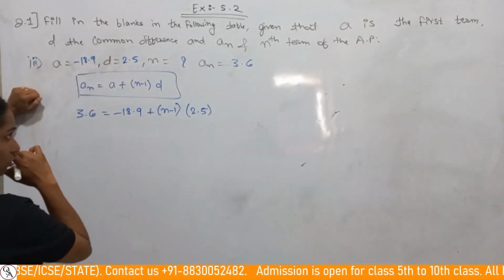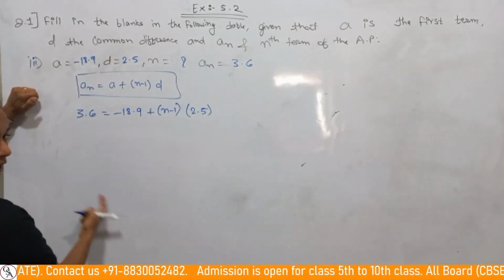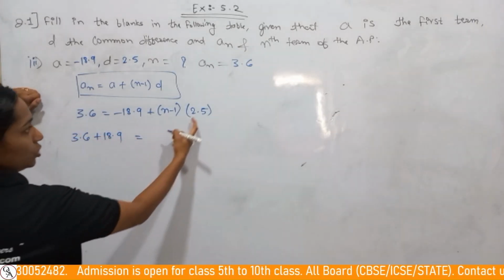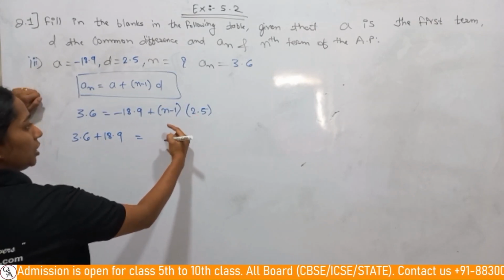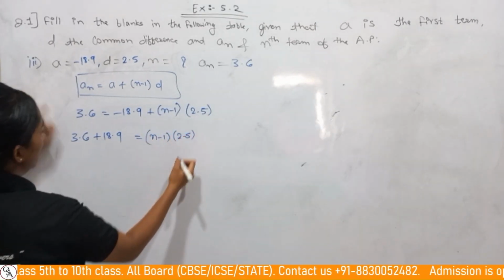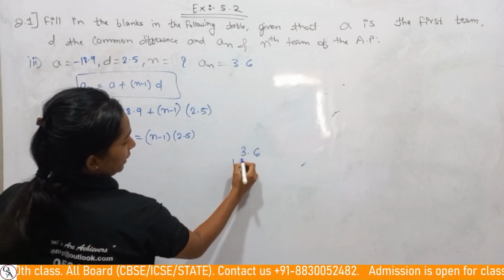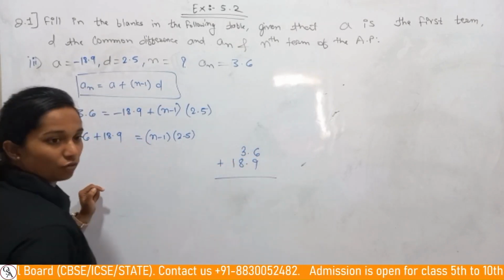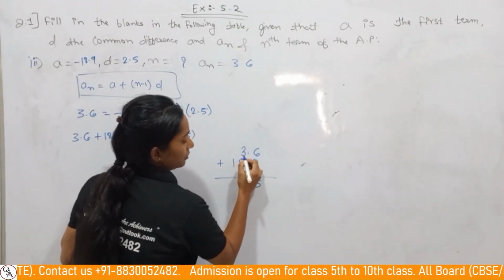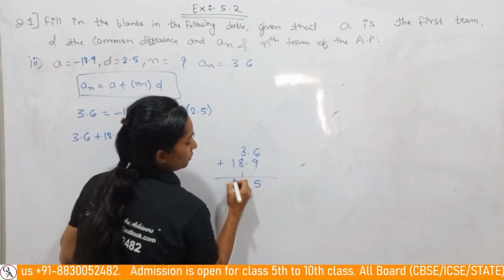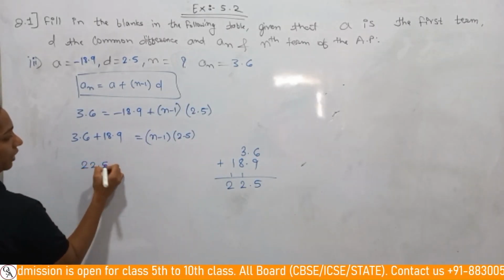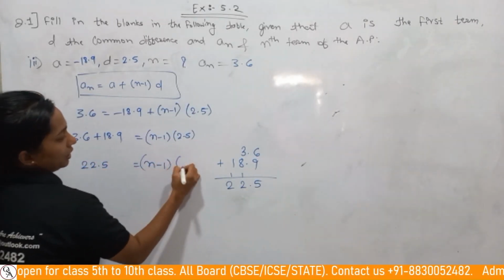Now I'll do one thing. This minus 18.9 shifted to the other side will be plus 18.9, and 3.6 plus 18.9 is equal to (n minus 1) into 2.5. I'll keep the multiplication as it is for a while. We have to do addition of decimals: 6 plus 9 is 15, carry on, 8 plus 4 is 12, 1 carry, and it's 22.5 is equal to n minus 1 into 2.5.